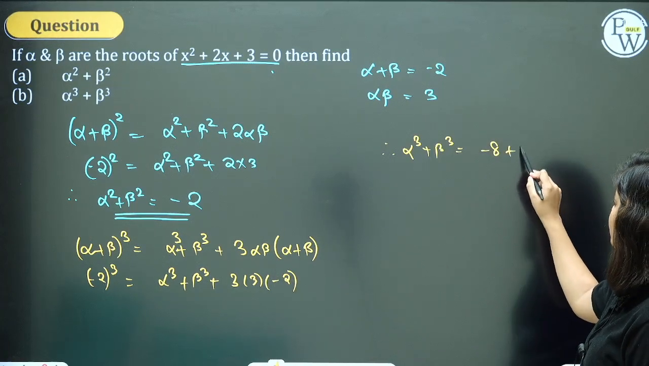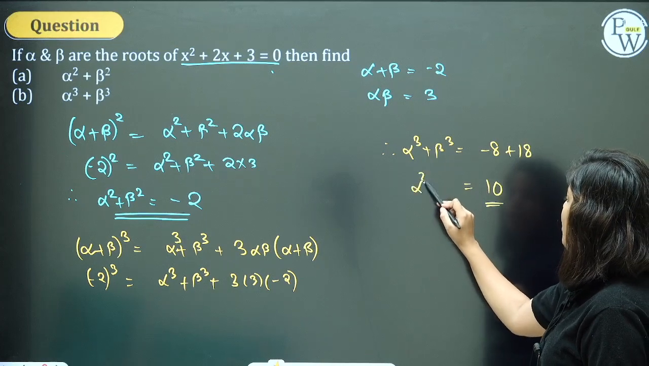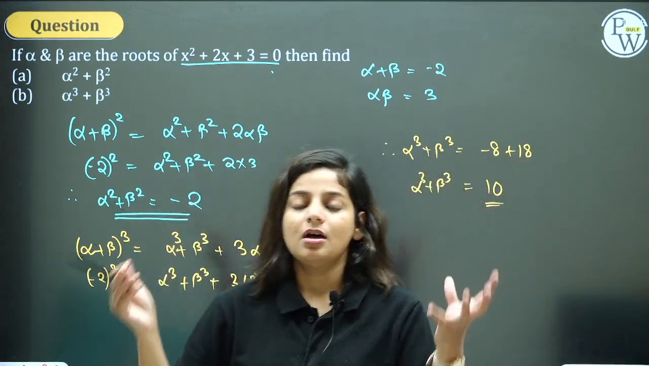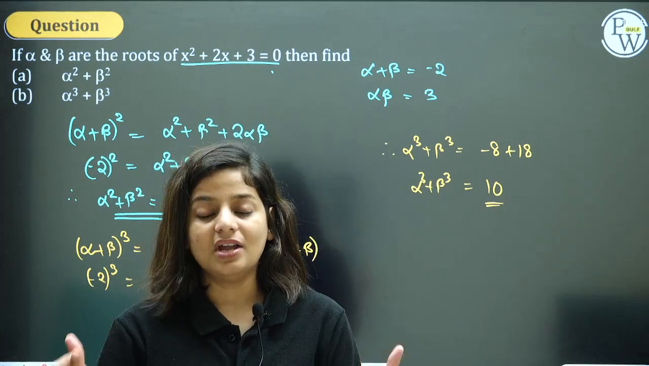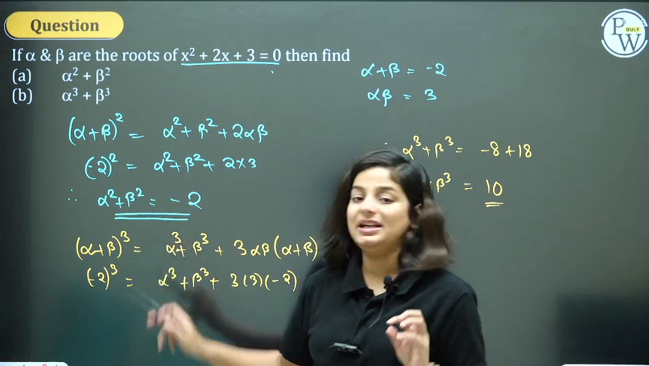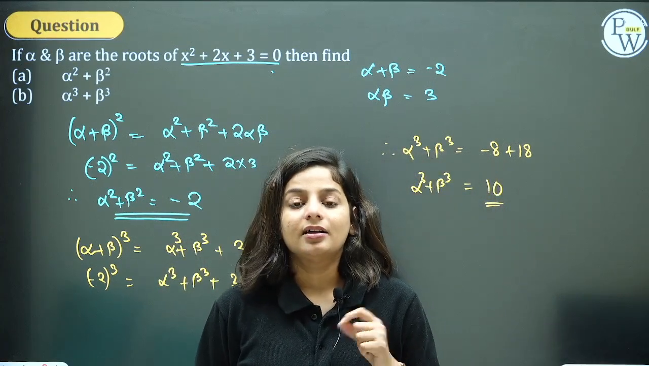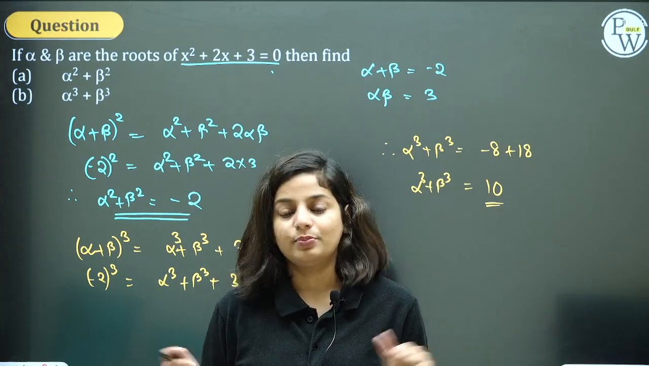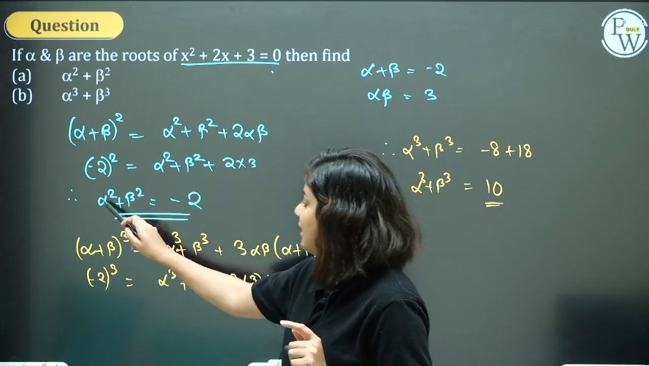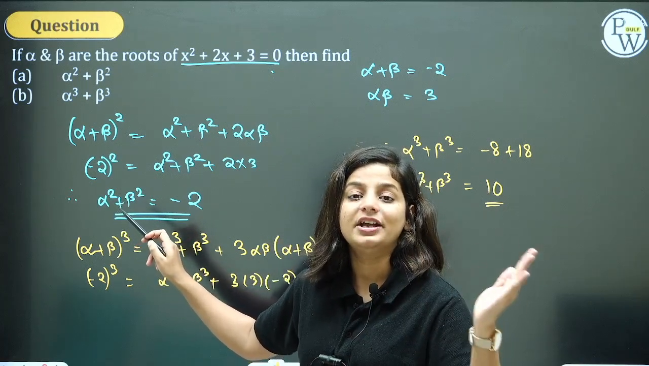Minus 18 will go there as plus 18. That makes it 10. Now you all must be wondering, which I also wondered at first, how come the sum of squares of two numbers is negative? Remember, this alpha and beta are not real numbers. In real numbers, we say that the sum of squares of two numbers should be positive, not in terms of complex numbers. This alpha and beta can be roots, and roots are complex conjugate pairs.